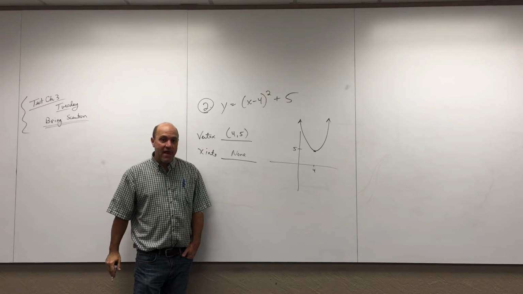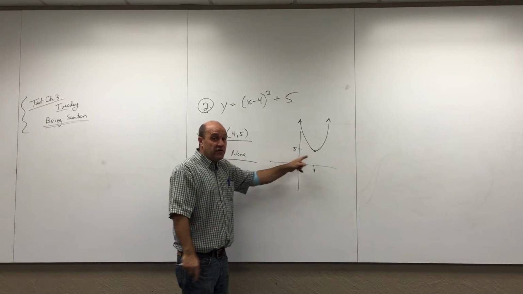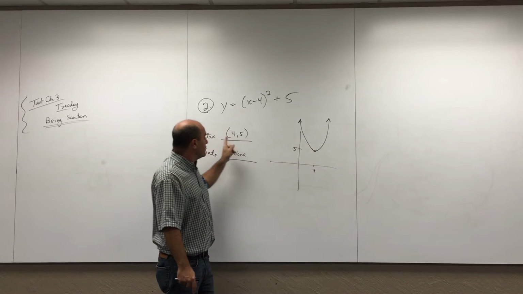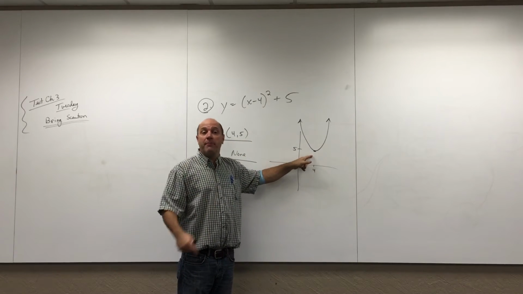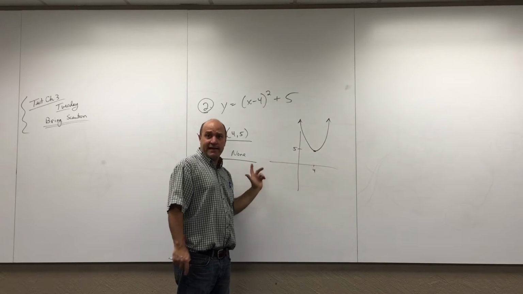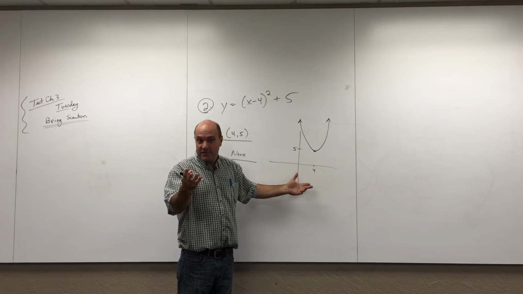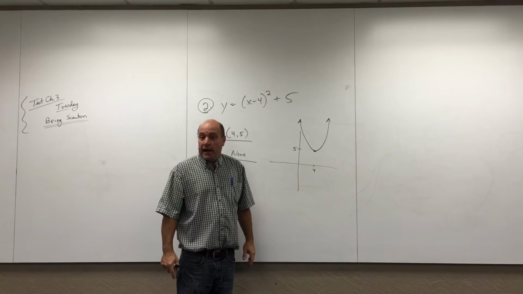So why did none count? Well, look at the picture. The main reason is I found the vertex and realized that the vertex was 4, 5, and then it opened up. So once I realized it opened up, I looked at my picture and said, hey, there's no x-intercepts. So I saved myself a lot of work.